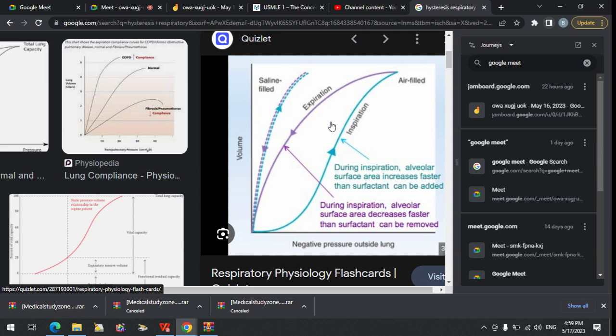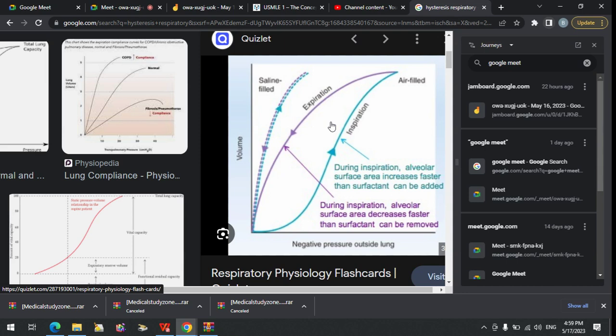I think I get it now. The best way to say it is that at any given pressure, the compliance during expiration is always better than the compliance during inspiration. That is it.